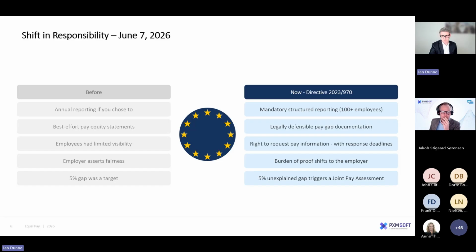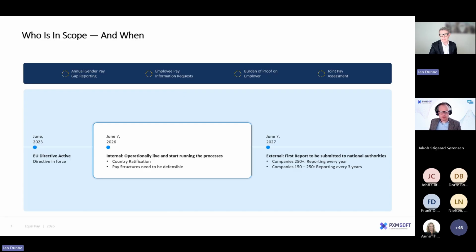So moving on, looking in a little more detail at what's in scope and what the timeline is. Let me be clear about who this affects, and the timeline is tighter than most organizations have realized. Some have been proactive and developed internal processes, some are still thinking about it. The directive itself came into force in June 2023, but June the 7th, 2026, which is not too far away, is the operational deadline.